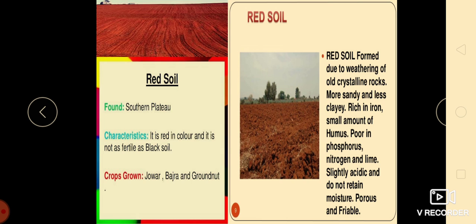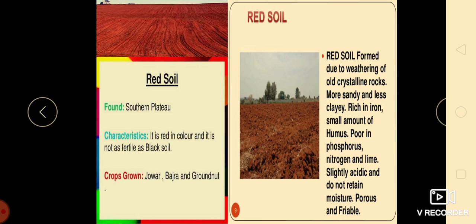feldspar, biotite, hornblende, and pyroxene. The chemical composition of diorite is intermediate between that of the mafic gabbro and felsic granite. Okay, children, it is cloudy, porous and deficient in concretionary materials. So these soils have thin layers and are less fertile.